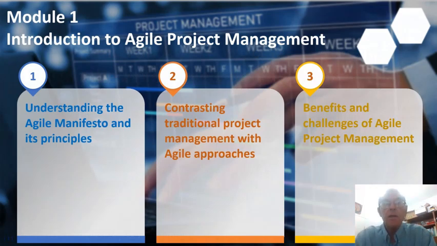To understand the Agile project management paradigm, it is important to contrast it with traditional project management, which is based on the following principles. 1. Predictive planning. Traditional project management, often referred to as waterfall, follows a sequential approach. Projects are planned extensively upfront, with detailed documentation and a fixed scope.